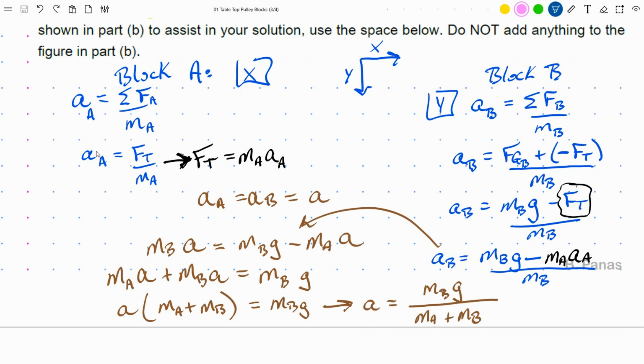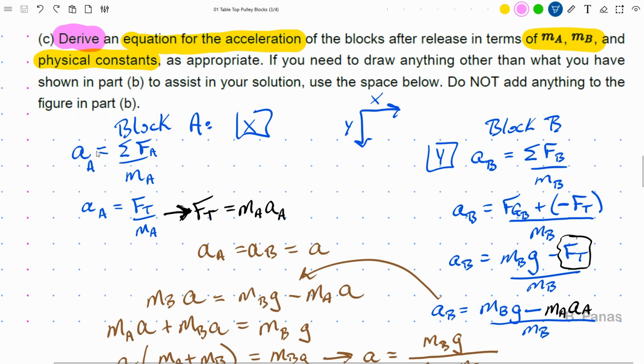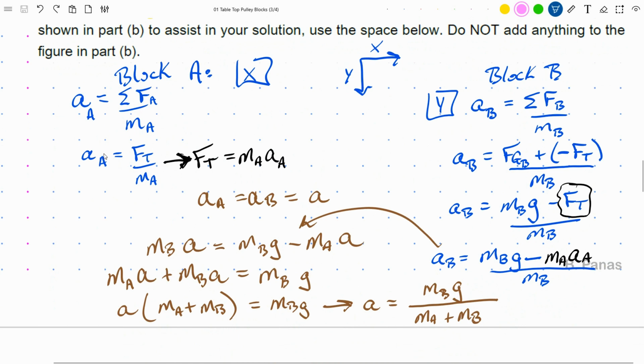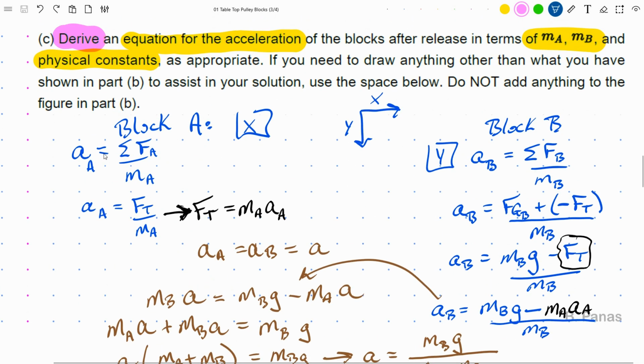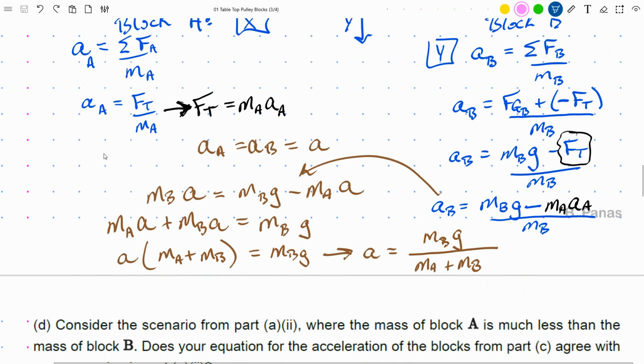Okay, so have I answered the question? Derive an equation for the acceleration. So this starts off with A equal to, so that's exactly what they'd asked me to find, in terms of MA, MB, and physical constant. So let's just verify. I have MA and MB. MB appears twice, which is totally fine. And G can be considered to be a physical constant.